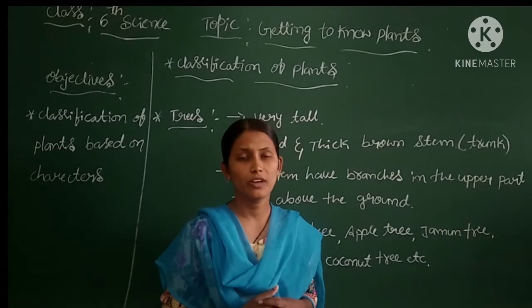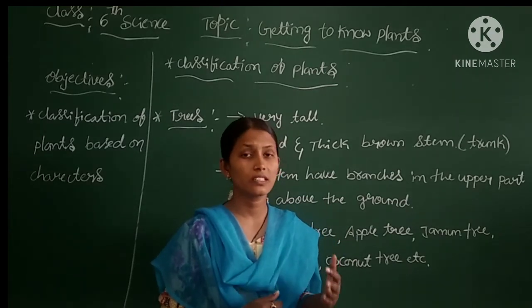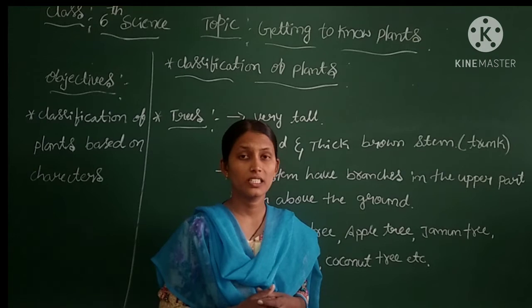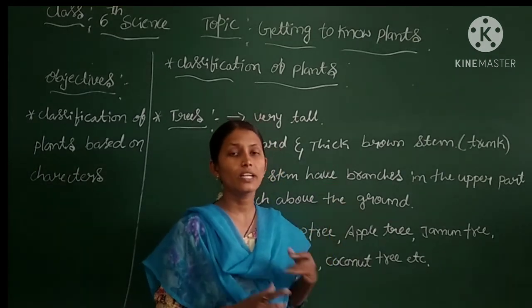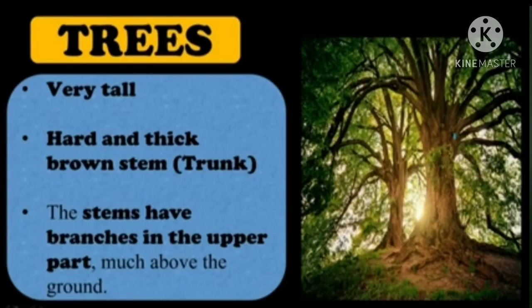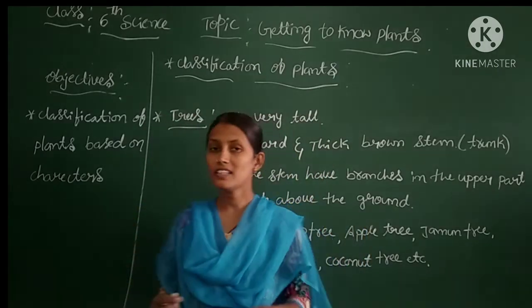Then what are examples of trees? That is mango tree, apple tree, neem tree, jamun tree, coconut tree. These are a few examples of trees. Look at this picture. Trees are very tall and they have a hard and thick stem. The branches we can observe at the upper part of the stem, above the ground. Depending upon these characteristics, we have classified these plants as trees.